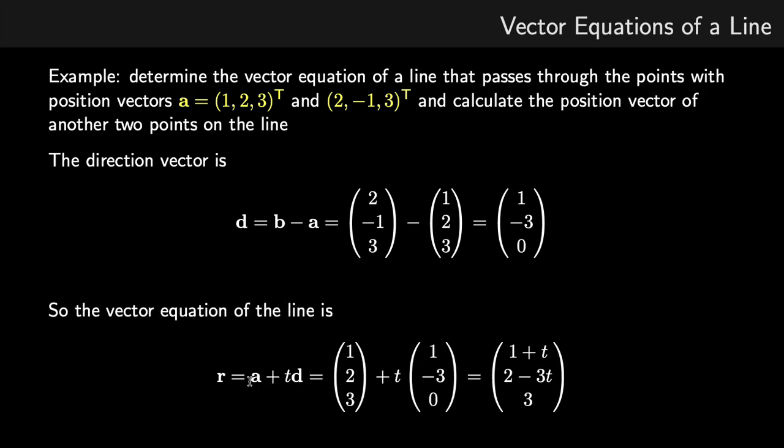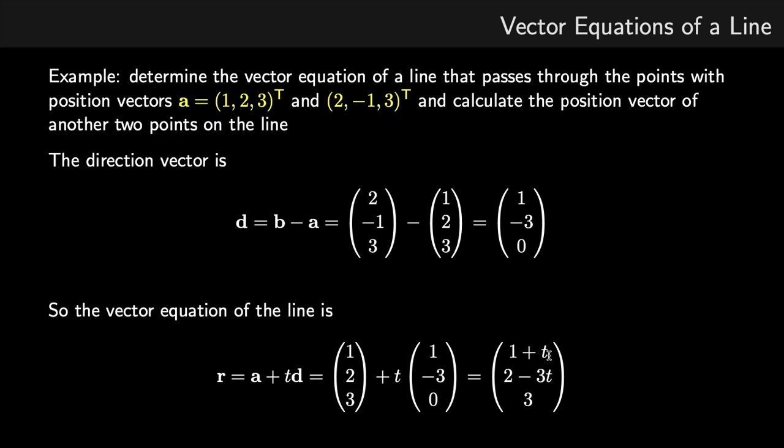So the vector equation of a line is r equals a plus td. Now this a is any point on the line, so I've chosen the first vector. I could have equally chosen the second vector, and that would also give us an equivalent equation of a line. So here we have the first vector plus our parameter t multiplied by our direction vector, and using vector addition we have a single vector written in terms of that parameter t.